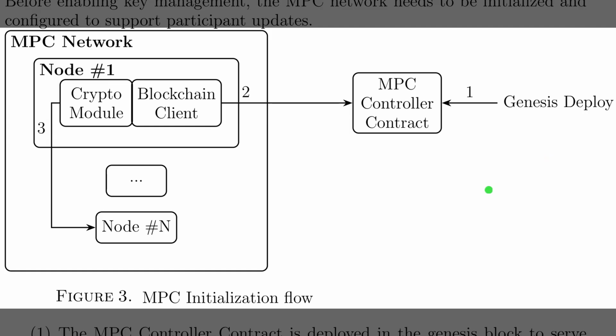Alright, the previous figure described how keys get registered, and Figure 3 now explains how the multi-party computation network comes online. The Genesis deploys step first creates the multi-party computation controller contract on-chain, which acts as the coordination hub. Node 1 then connects through its blockchain client to register with that controller. Inside Node 1, the crypto module handles threshold key duties, while the final arrow shows Node 1 informing the remaining nodes, so the full multi-party computation network initializes.